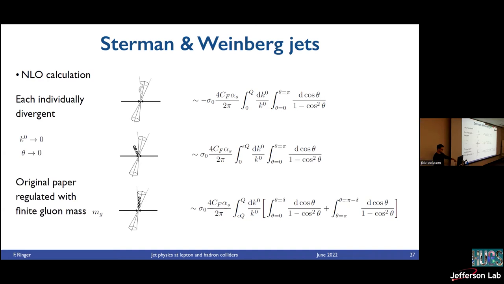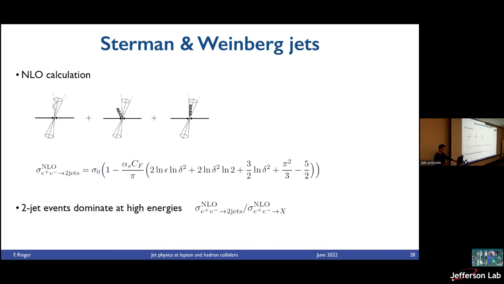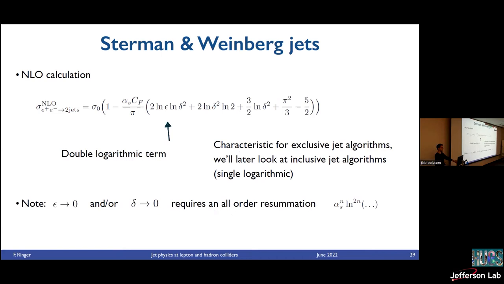Right. So yeah, I'll get to LHC jets in just a moment. I briefly want to mention something about the structure that we found at next-to-leading order of this calculation. As I already mentioned, there are particular types of terms here. This one here could be the most important, but it depends on what value we choose for epsilon and delta.